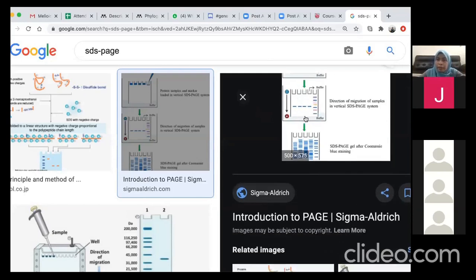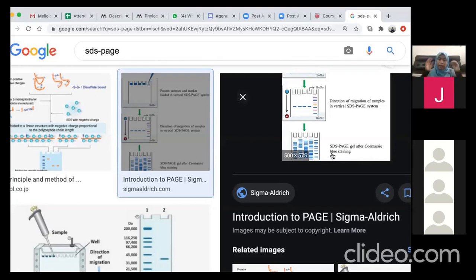After you are done with the gel, we can start to stain with the Coomassie blue staining, and we also have silver staining. Coomassie blue, which we normally use, is used to stain the protein. It is good to know what Coomassie blue R-250 or G-250 stains. Which part of the protein will be stained with this Coomassie dye?